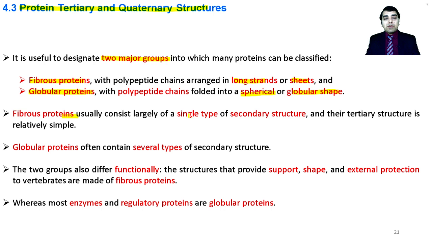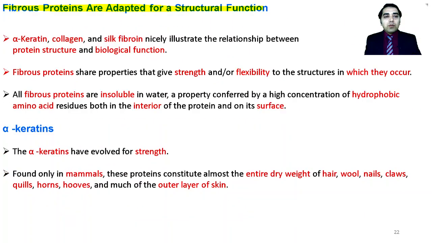Fibrous proteins usually have a single type of secondary structure, while the globular proteins often contain several types of secondary structures. Fibrous proteins maintain shape and external protection, while many enzymes and regulatory proteins are globular in nature. Fibrous proteins are adapted for structural function. Alpha keratin, collagen, and silk fibroin nicely explain the relationship between protein structure and biological function.